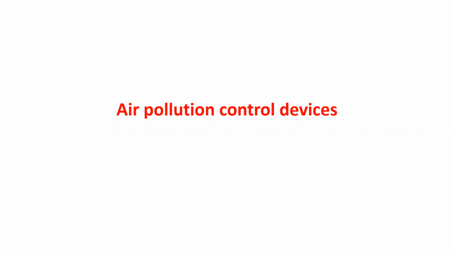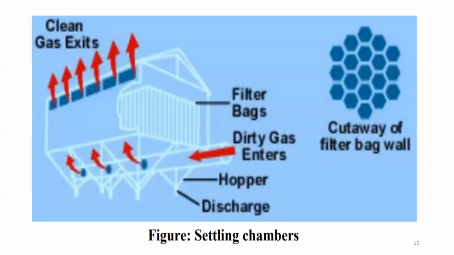So there are different devices which can be used in the industries for controlling these air pollutants. We have already discussed various things in different videos under the Air Pollution Act. And now I'm going to discuss the specific devices with their principles and working mechanisms. So what are the air pollution control devices? The first one is the settling chamber.